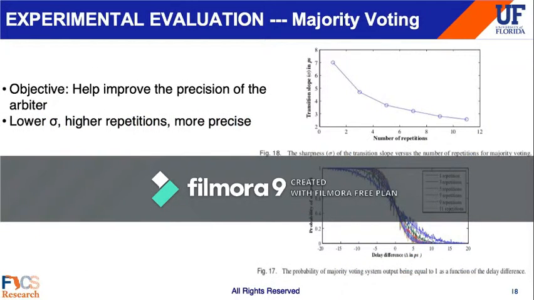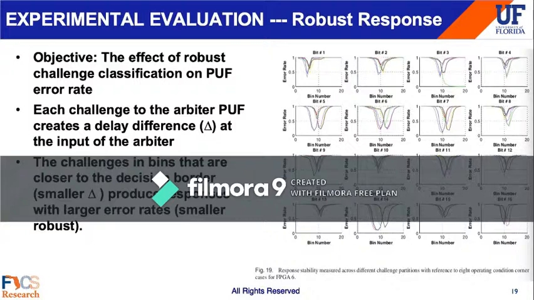We also have an experiment to help improve the precision of the arbiter and test our majority voting technique. A lower transition slope in picoseconds will lead to a higher number of repetitions, which will make us more precise. Here's the experimental result about the robustness of the response.